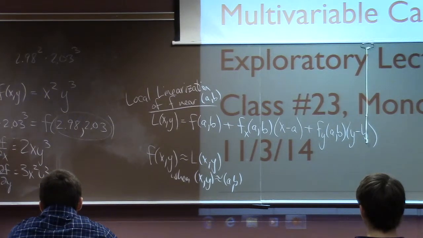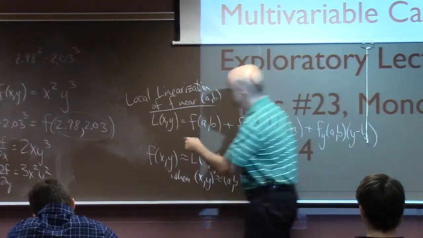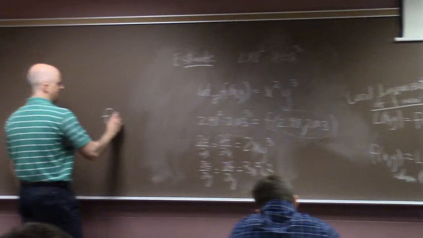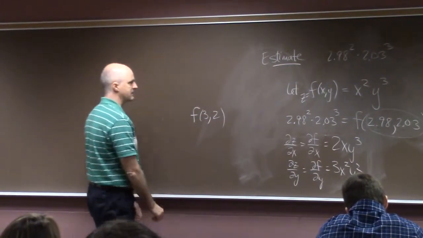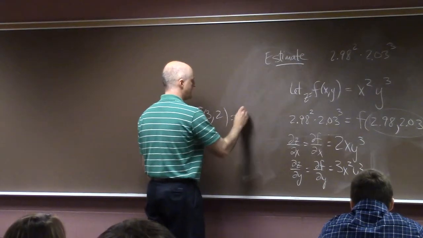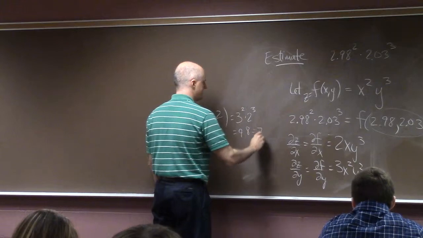So go ahead and plug the numbers in. For this situation here, put them over here. Again, (a, b) is going to be (3, 2) for us. What's f of (3, 2)? That's going to be 3 squared times 2 to the third power. 9 times 8, 72.